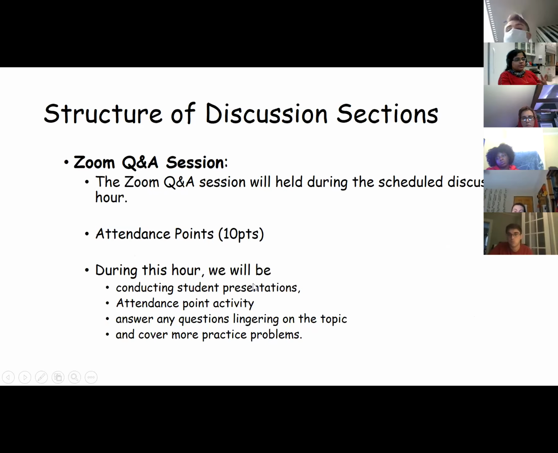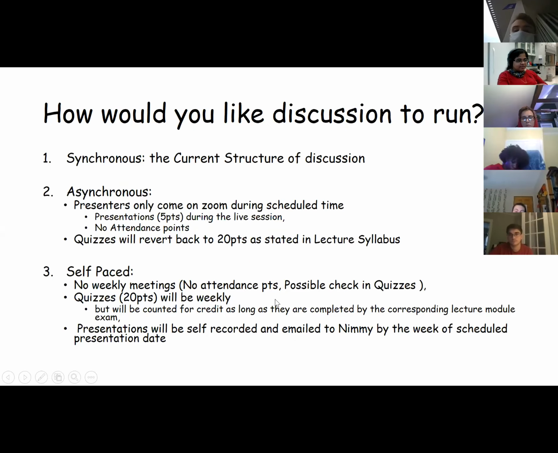And then we'll come into a Zoom Q&A session where that's where the attendance points will be and where we will do an activity or answer questions, you know, learn fun stuff about genetics. But as I was planning this out, I was kind of wanting to get your guys' opinions on how you guys would like this discussion to run.